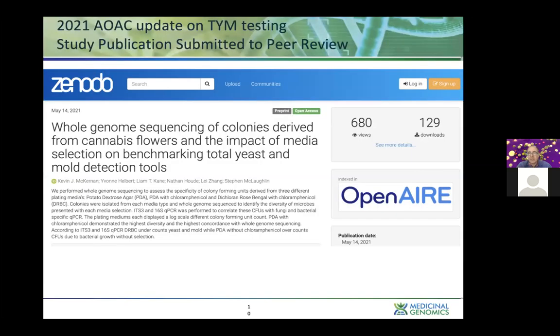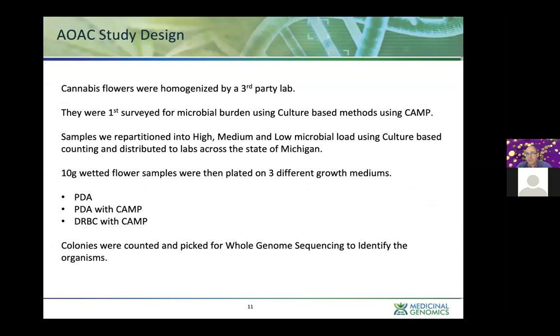So we did do a study in Michigan, and Michigan was concerned that they were missing pathogens using PCR. So they set up an ERV with AOAC. We ran a large study only to find out that PCR was finding more microbes than plating was. We've then put together all of this work and published this. It's still in peer review. But this was effectively sequencing the whole genome of every single colony that was in the study to figure out what was going on. I'm going to walk you through some of the design of this study.